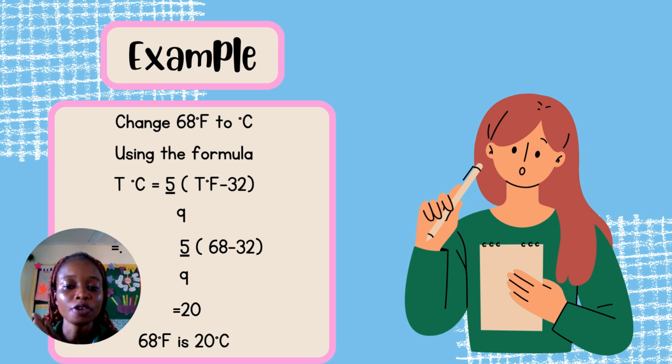5 over 9 of 36 is 20. In the previous case, we first found the fraction, then added 32. But in this case, we subtract 32, then find the fraction of it. So 68 minus 32 gives us 36, and 5 over 9 of 36 is 20. So when you have 68 degrees on your Fahrenheit scale, it's actually 20 degrees on your Celsius scale. I hope from this class we are able to understand how to convert from Celsius to Fahrenheit.